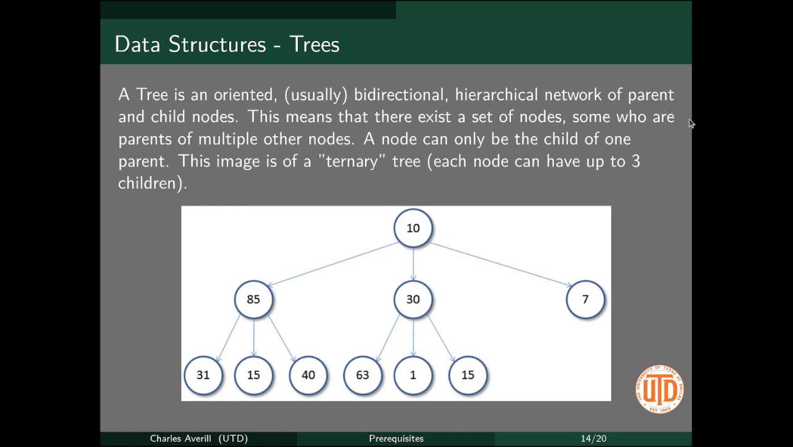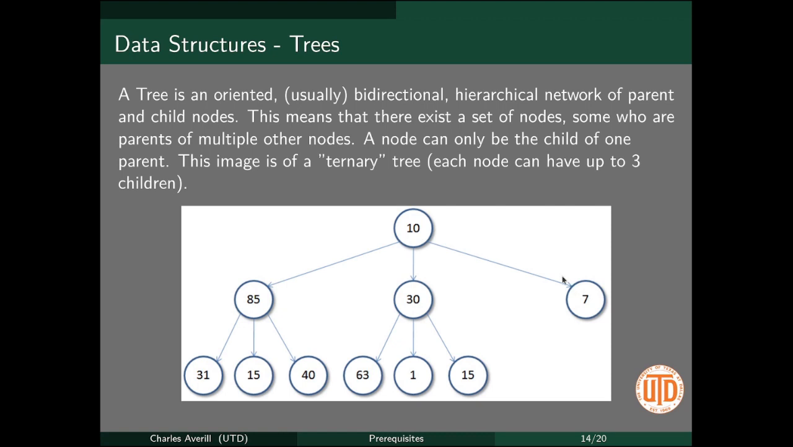So in this image right here, we've got a ternary tree, which means that at most each node can have up to 3 children, or up to and including. It can have 0, 1, 2, or 3 children. And so this 10 node, that is our root. So it's the only node in the network that does not have a parent. And it has 3 children. It has 85, 30, and 7.